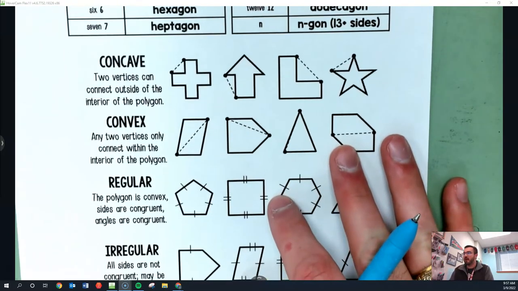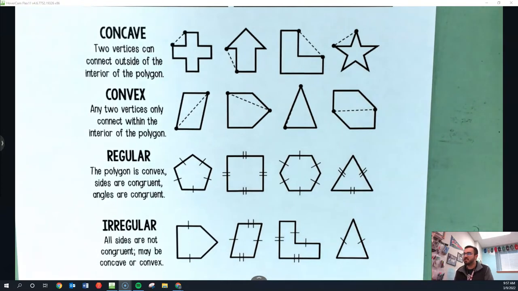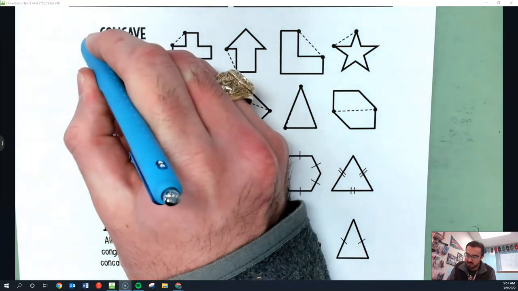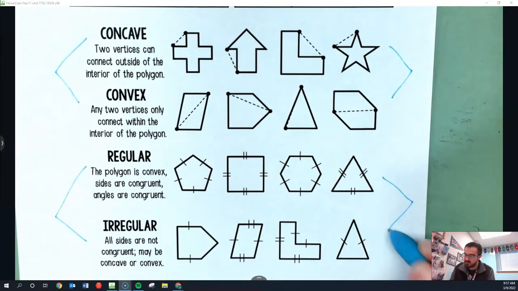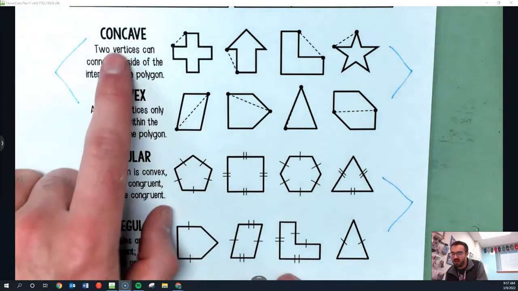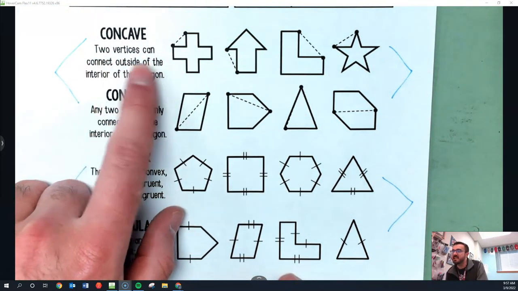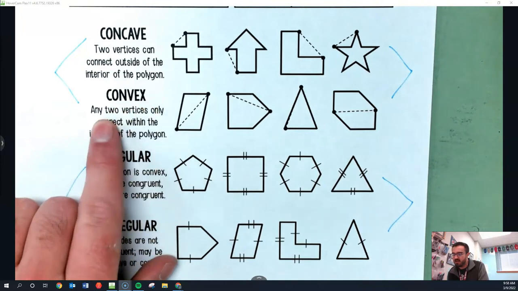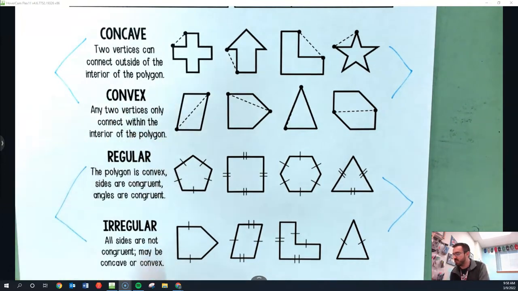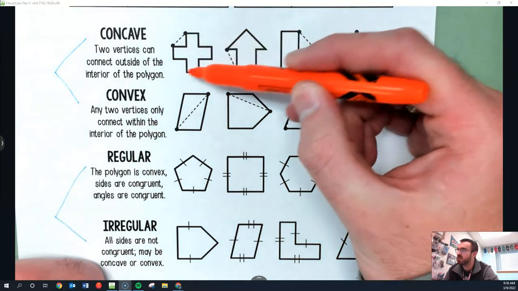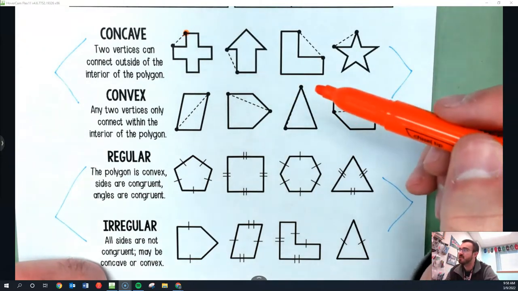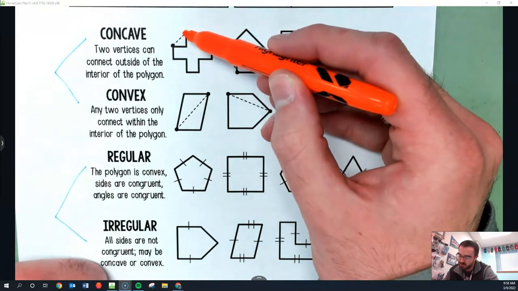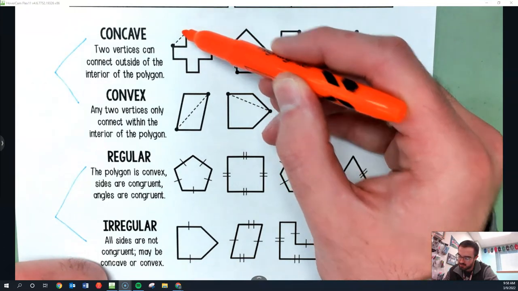The other thing you need to know about polygons are these two things. So concave and convex, that's a difference, and then also regular and irregular. So it's pretty easy to understand. Concave means two vertices can connect outside of the interior of the polygon. Convex, any two vertices only connect within the interior. So let me explain. For example, in this polygon right here, if I pick a vertex, a point where two lines meet, and I try to go to a different point of the polygon.